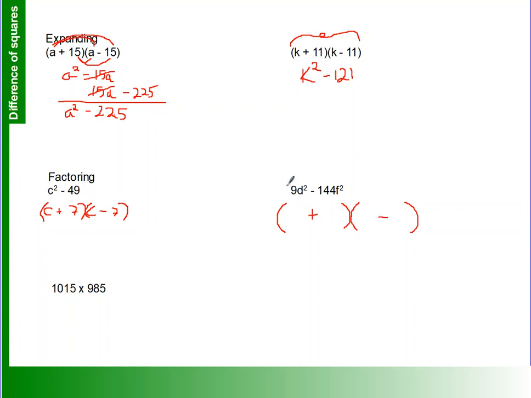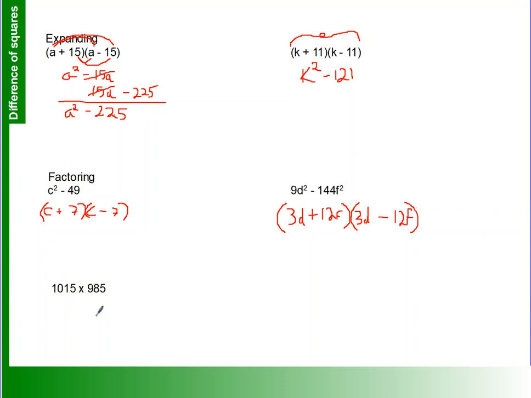So what's the square root of 9d squared? Well, that's just 3d, because d times d is d squared. So we have 3d and 3d. And what is the square root of 144f squared? Well, 12f. There you go. And so we factored it pretty easily.